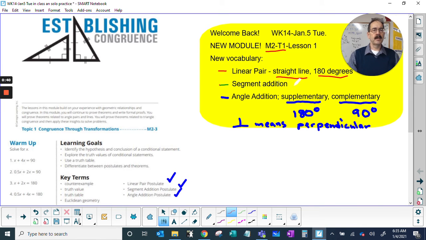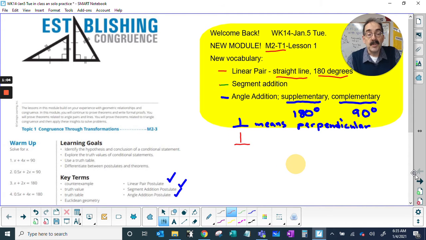Segment addition: this hand plus this hand, what's the total length, adding them together. And then angle addition: if we have two angles, what do they add up to? A lot of times they're supplementary, which is 180 degrees, or complementary, 90 degrees. Also, keep in mind, this upside down T means perpendicular.